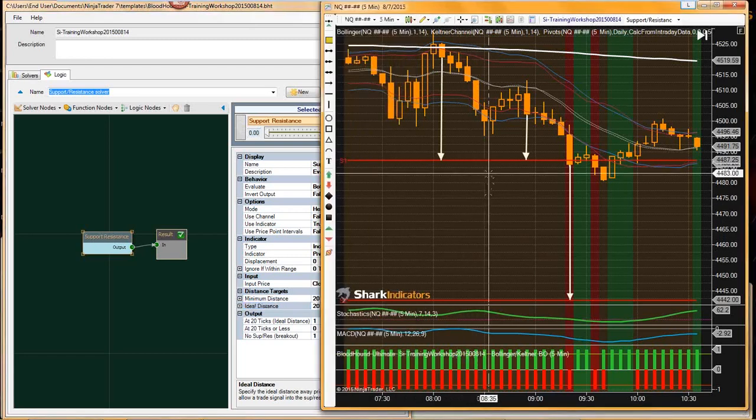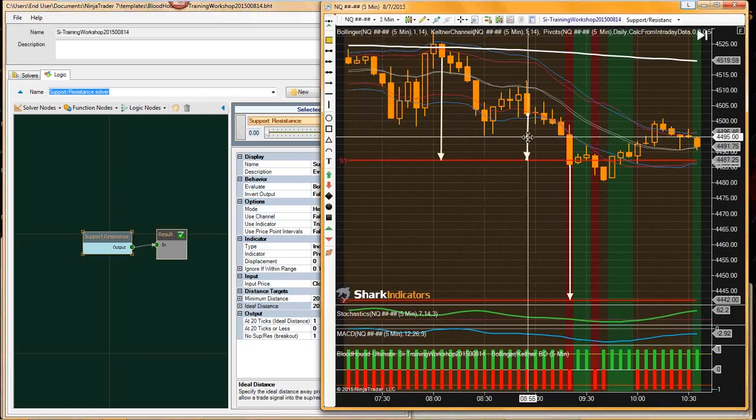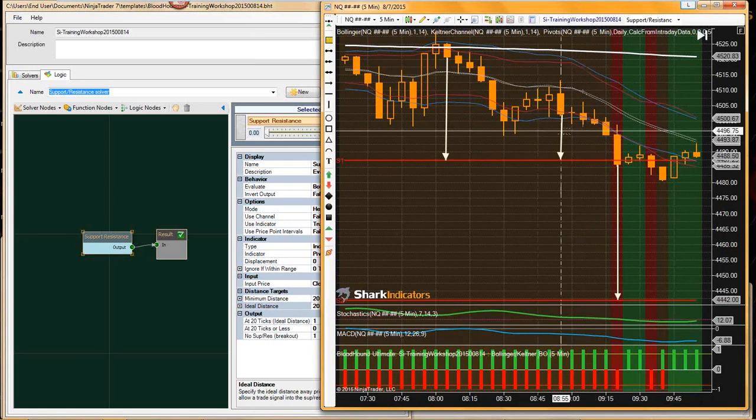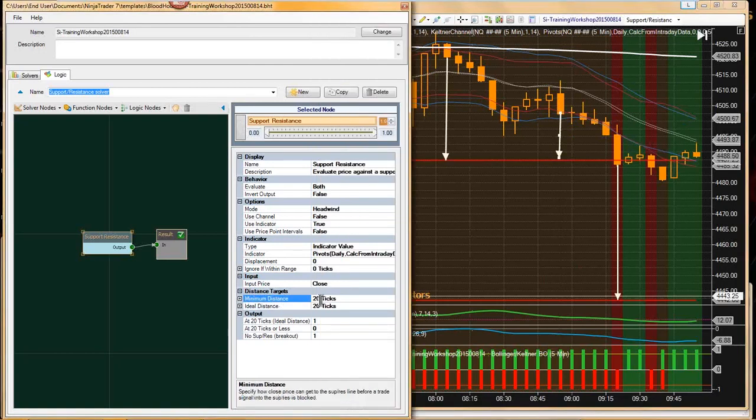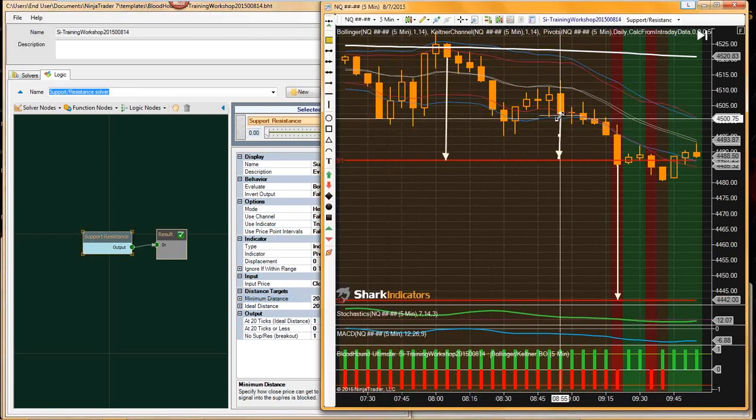So let's see. Back to this. On this particular bar right here, if we got a short signal on this bar, and we want to make sure that we have at least 20 ticks clearance to the nearest support line, then we want to set these distance targets to 20 ticks, and that'll make sure that we have enough distance clearance to take a short trade into our support line.